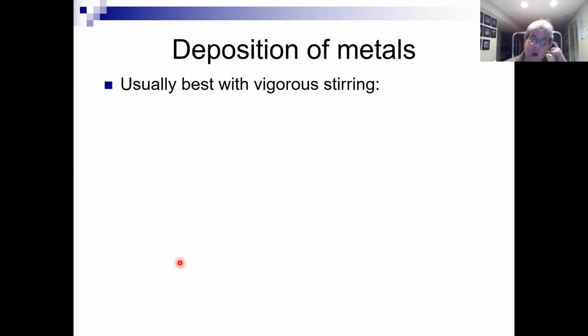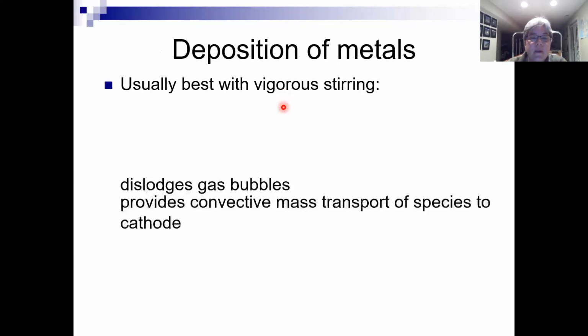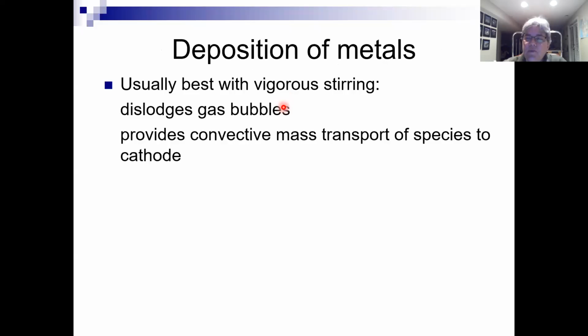Okay, almost always for these experiments, you will use vigorous, okay, that word means strong stirring. And you do this for 2 reasons. One, sometimes some gas bubbles will form on the electrode surface. And so the stirring helps knock off the gas so that the metal can deposit.